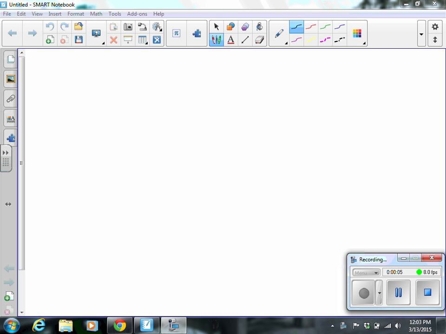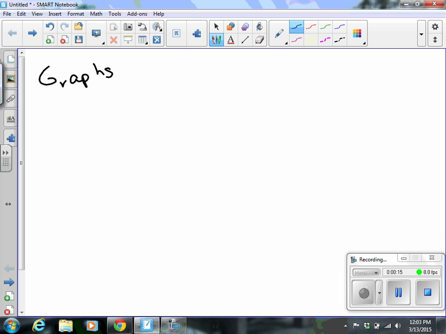Continuing on with functions, we're going to be looking at graphs of functions. So when we're looking at graphs of functions, we're first going to start off with how to graph a function. Okay, so they'll give you a function and then they'll give you a domain and you just have to plug it in and actually graph it.